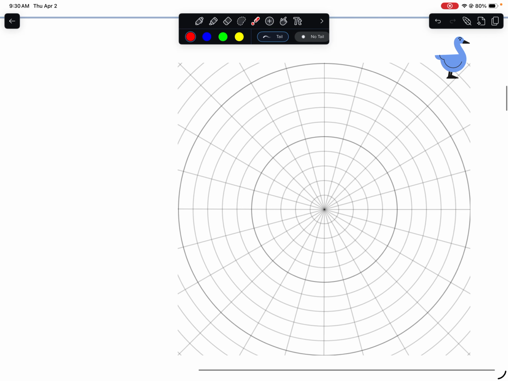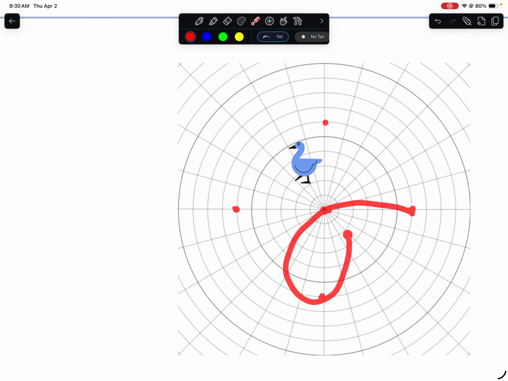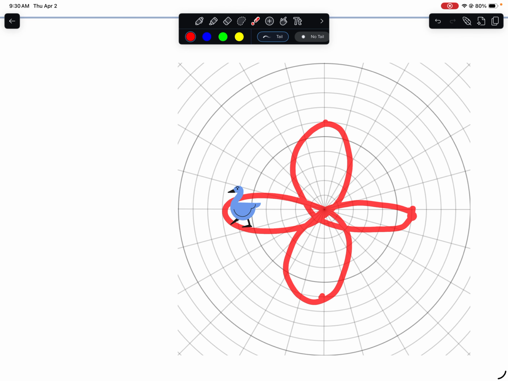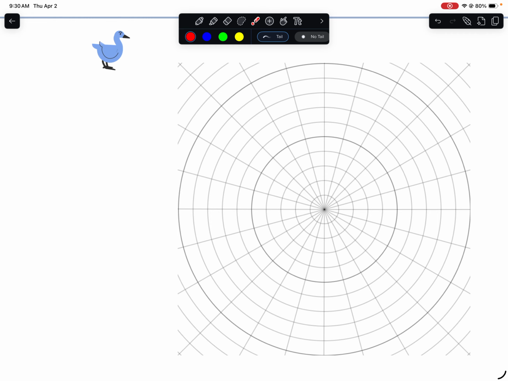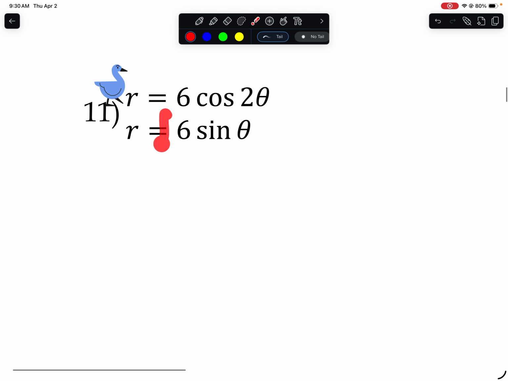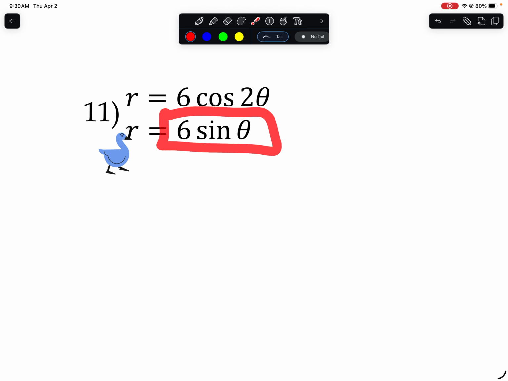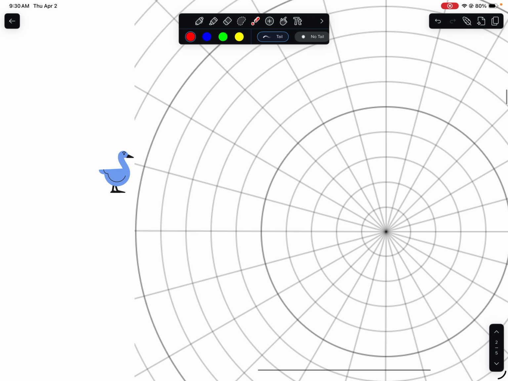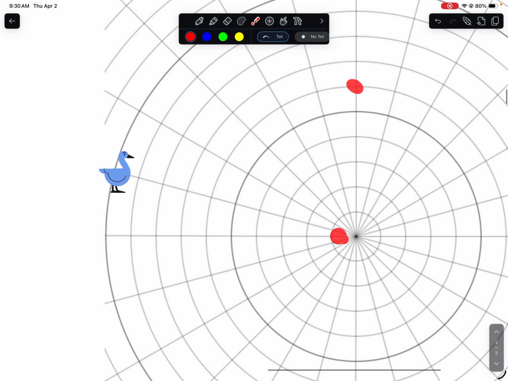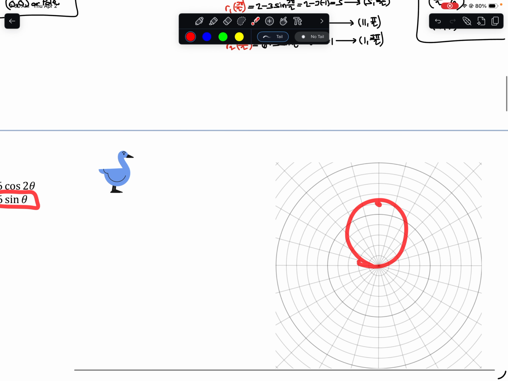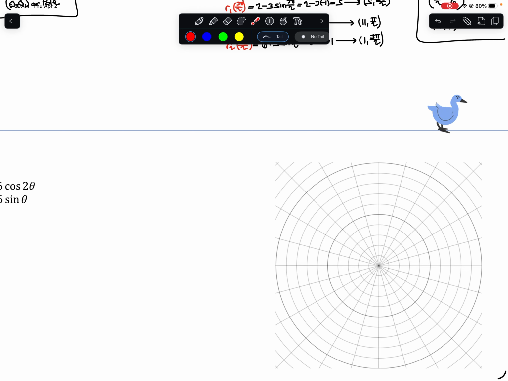So that tells me my general shape is going to have a length of 6, then go to the pole, then go down, back to the pole, then back over here, back to the pole, back up, back to the pole, and then back over here. So your rose is going to look something like that. Terrible, but you get the idea. And then over here, we have 6 sine theta. So this is just going to be a circle that opens up, and it's going to go 6 in the direction of pi over 2. So it's going to be a circle kind of like that. So we're going to look for the points of intersection based on those two graphs.